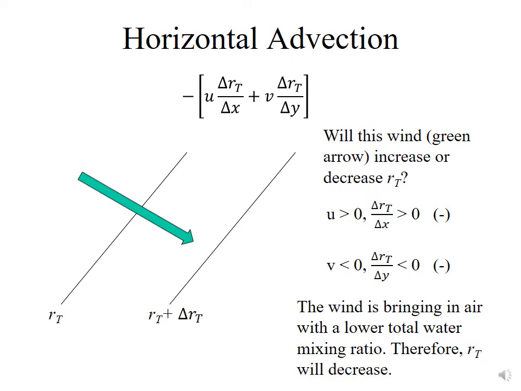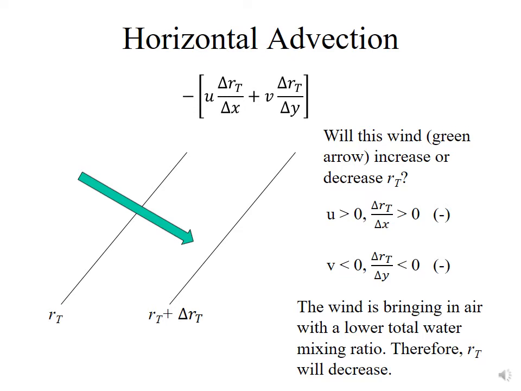On the left, we can see that we have a gradient in the total water mixing ratio, RT, that is increasing as we move from left to right across the page. That is our X direction. So that means that our delta RT over delta X is greater than 0. And then if you look in the up-down direction, which in this case is the north-south direction, you'll see that the total water mixing ratio is decreasing as you move north. So delta RT over delta Y is less than 0.